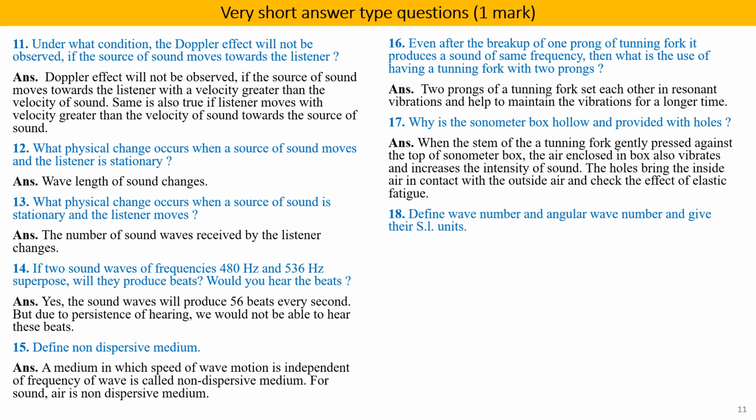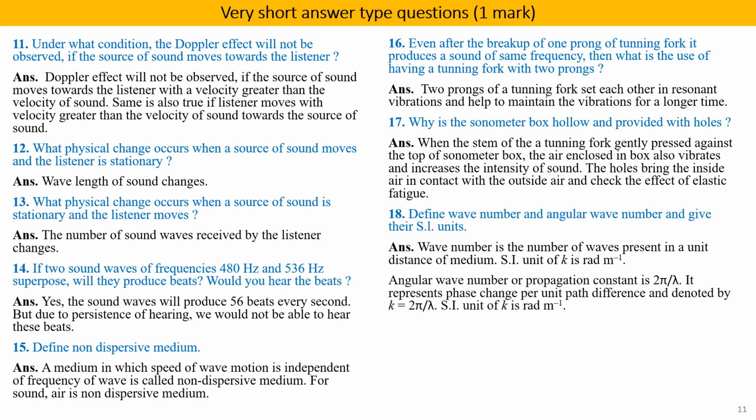Next question. Define wave number and angular wave number and give their SI units. Wave number is the number of waves present in a unit distance of the medium. The SI unit of wave number is per meter. Angular wave number or propagation constant is given by the relation 2 pi by lambda. It represents phase change per unit path difference and is denoted by k is equal to 2 pi by lambda. The SI unit of the angular wave number is radians per meter.